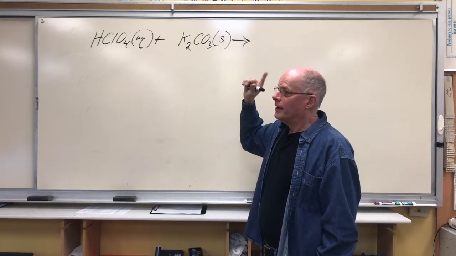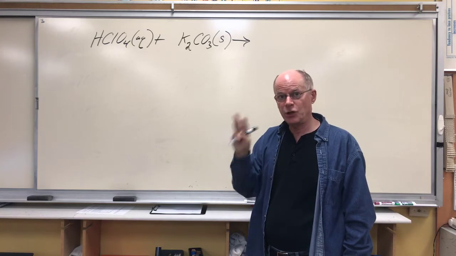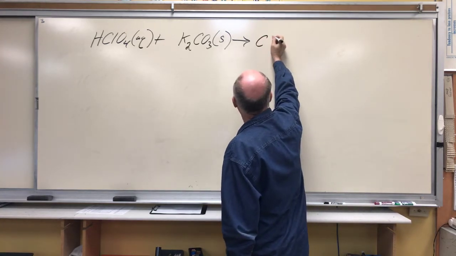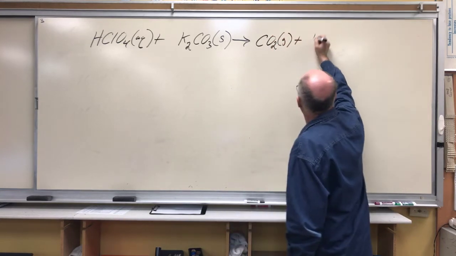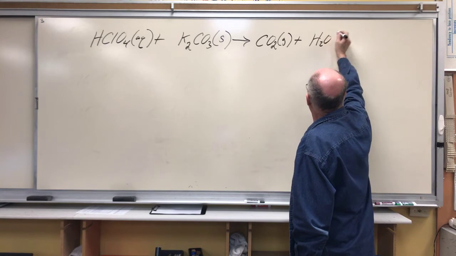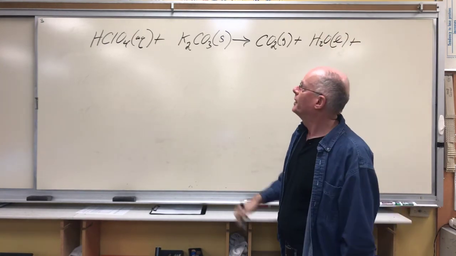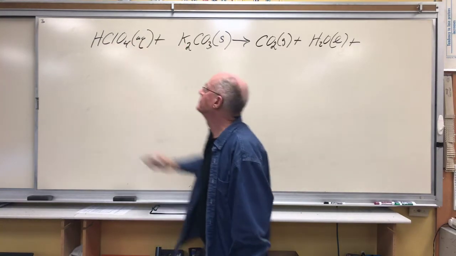Now for the case of a carbonate or a bicarbonate reacting with an acid, you'll have 3 products, and the products are always carbon dioxide, water, and again with the salt, the salt. In this case, it'll be potassium perchlorate.